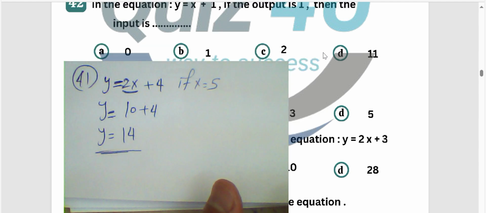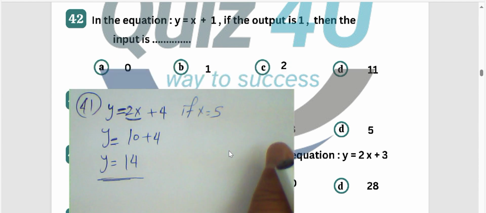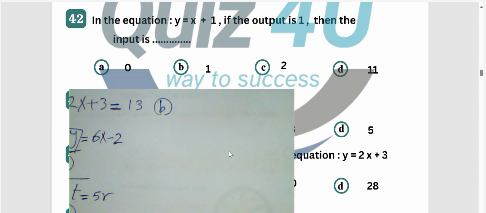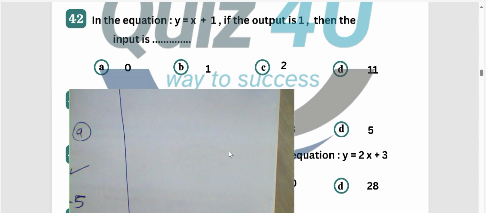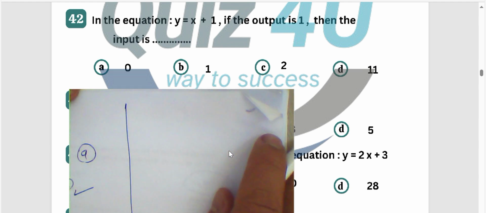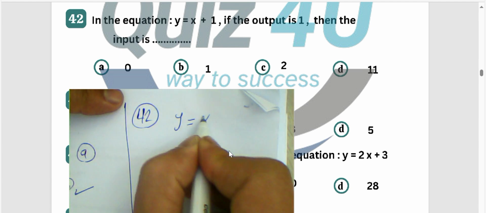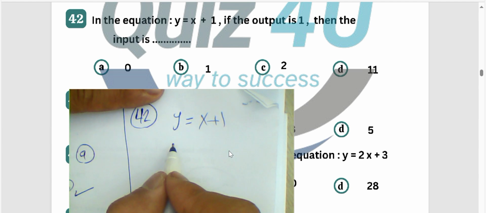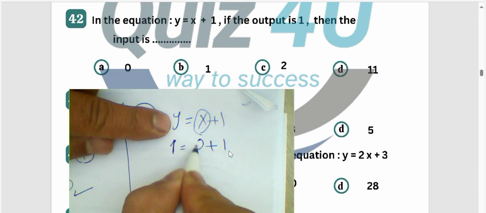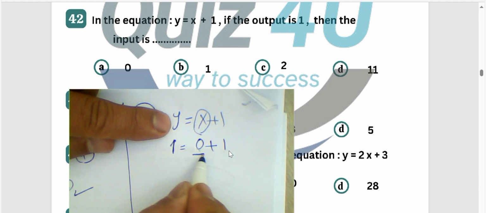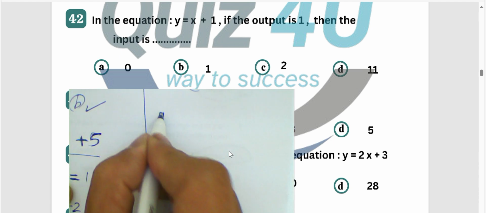In the equation y equals x plus 1, if the output is 1, then the input will be what? Okay, look at this example number 42. He gives us the relation between y and x. This equation, y equals x plus 1. He gives us the output will be 1. 1 here is output. Then the input here will be 0 because 0 plus 1 equals 1. Then the result will be 0. Choose letter A. Next question 43.